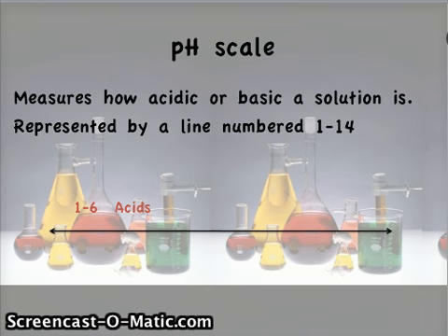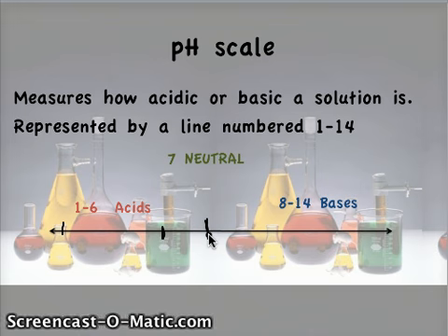1 being the strongest acid, so it's the furthest to the left. 1 is the strongest acid, like the acid in your stomach that breaks down all the food you eat. Exactly right. And then 6, the closest to 7, is going to be the least acidic. We call that a weak acid. And 7 in the middle is neutral.